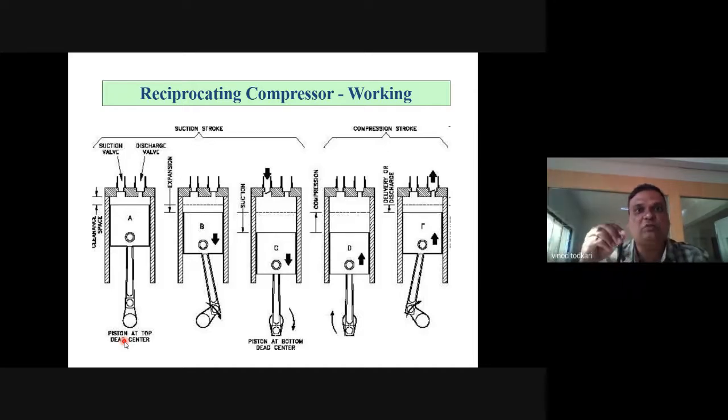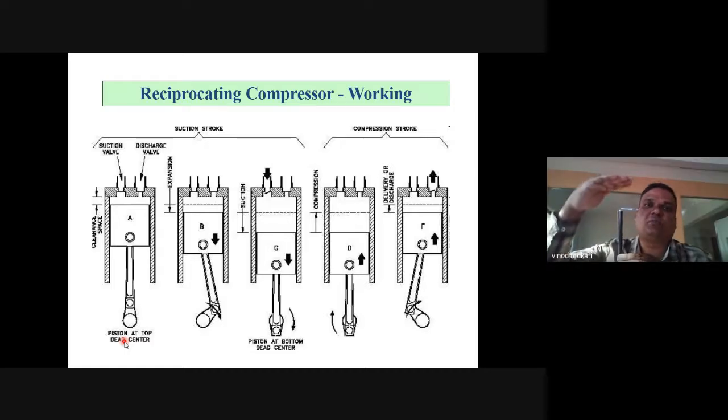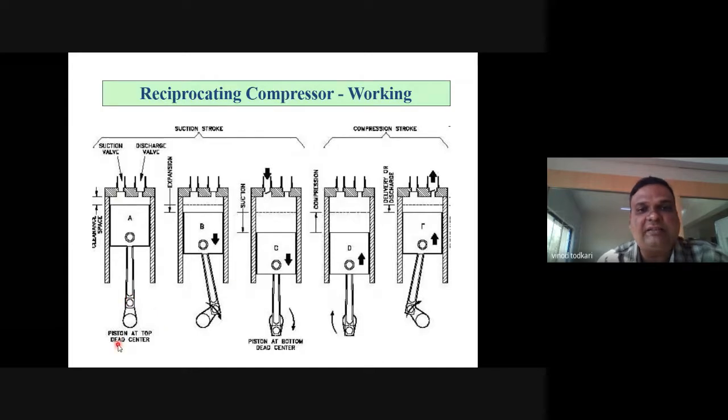And when the crank moves from 180 to 360, what will happen to the piston? BDC to TDC. Yes, it will move from BDC to TDC. Tell me very honestly, is it clear to you? Yes, sir. So there are two strokes. Initially the crank moves from 0 to 180, so the piston moves from TDC to BDC. The inlet valve or suction valve is opened and air is admitted inside the cylinder.